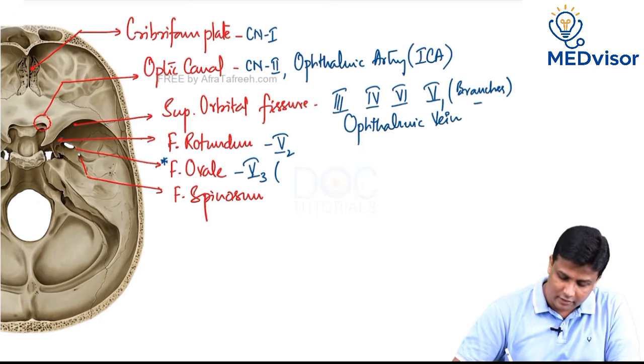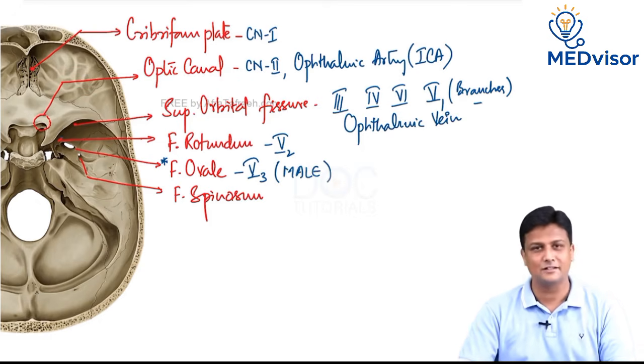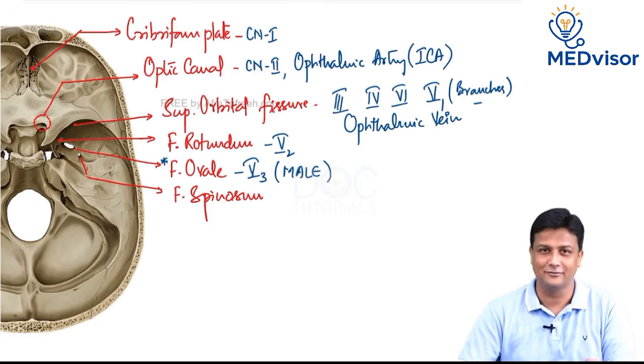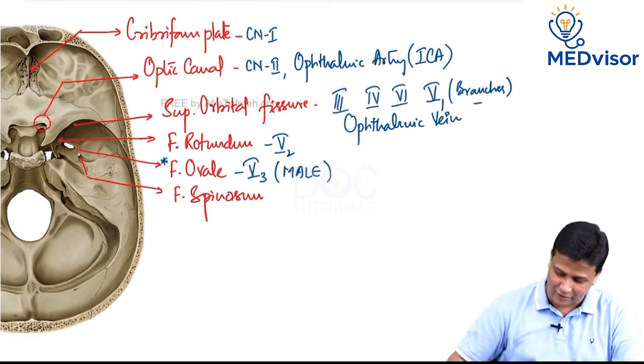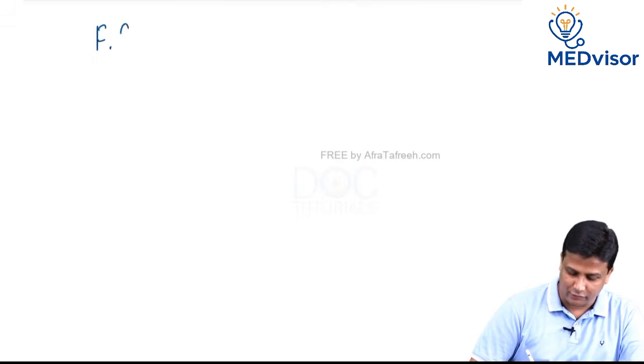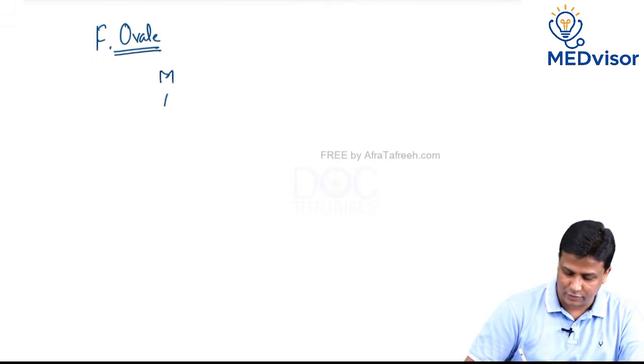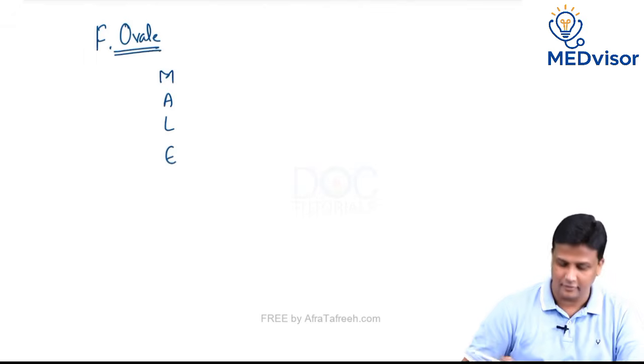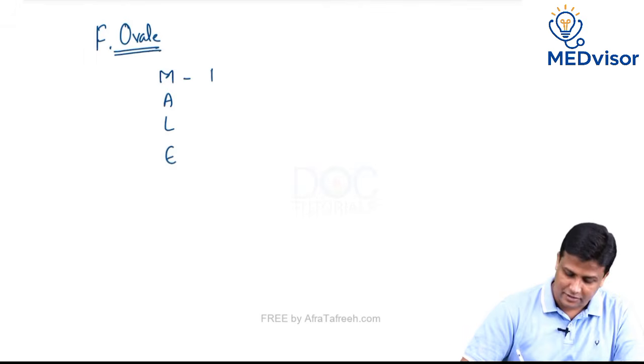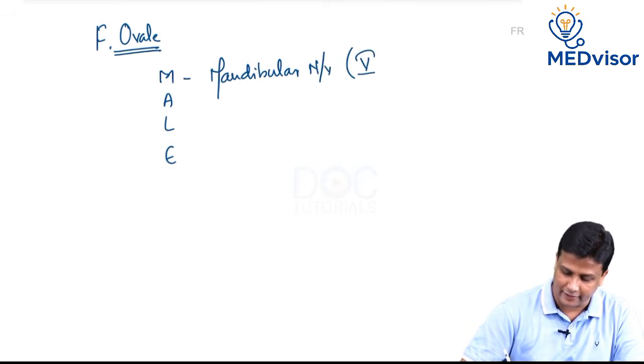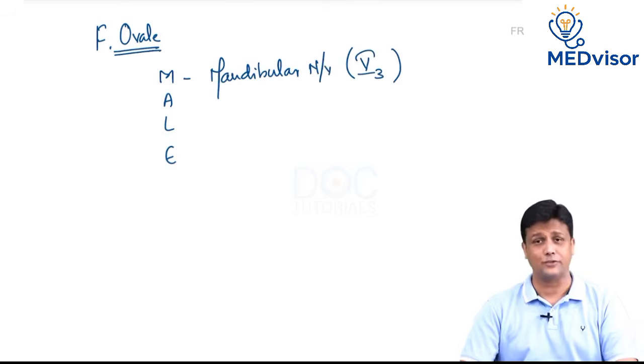And students love to remember that with the mnemonic MALE. Male is passing through ovale, foramen ovale. Okay. So let us just write it separately somewhere else. So foramen ovale. The structures passing through foramen ovale, the students love to remember as MALE. And in that MALE, M stands for mandibular nerve. And mandibular nerve, we are going to indicate that as 5-3, the 3rd branch of trigeminal nerve.